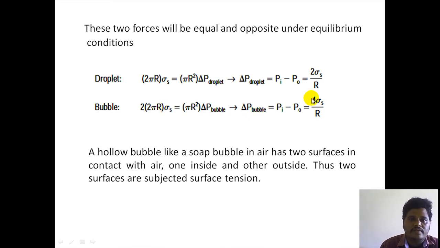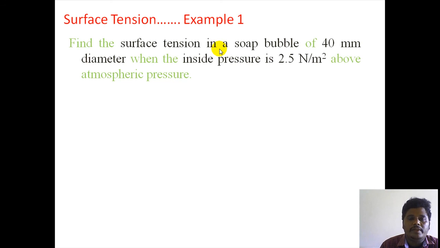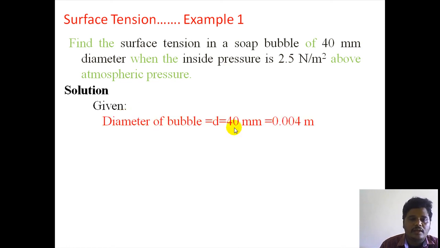Problem on surface tension. Find the surface tension of a soap bubble of 40 mm diameter when the inside pressure is 2.5 Newton per meter square above atmospheric pressure. Solution. Given diameter of bubble D is 40 mm, which is 0.04 meter. I am converting to meters. Pressure in excess of outside, P, is 2.5 Newton per meter square.